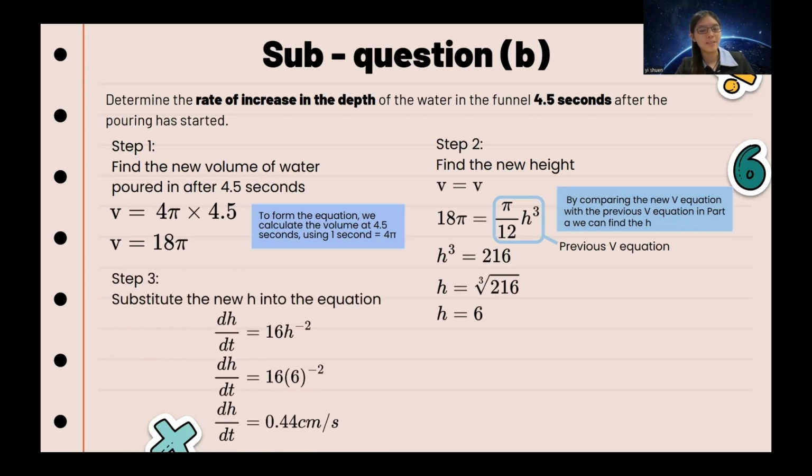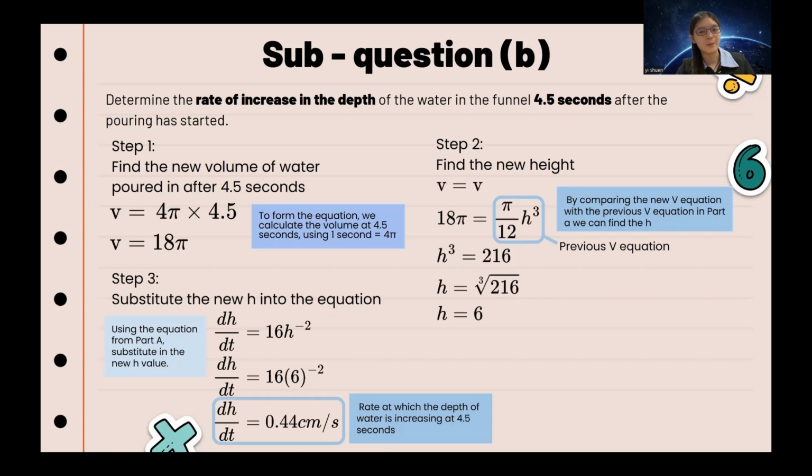equation. This equation can be found in part A, which is dh/dt equals 16 over h squared. So we will now put our new h, which is 6, into the equation, which gives us dh/dt equals 0.44 cm per second. So this will be our final answer for this question.